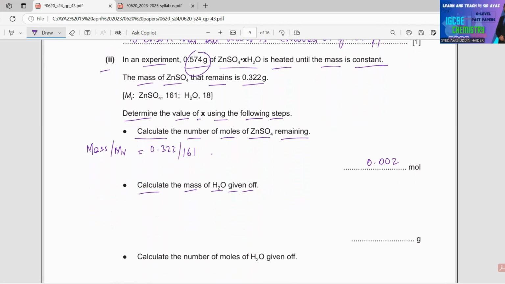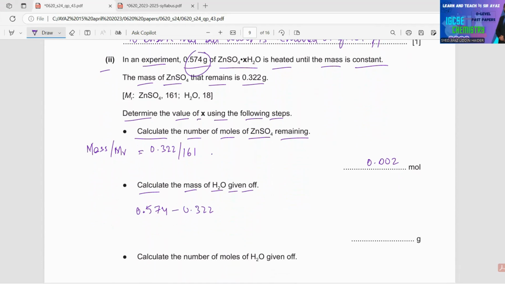So I will write 0.574 minus 0.322. So 0.574 minus 0.322, we will get 0.252 grams.